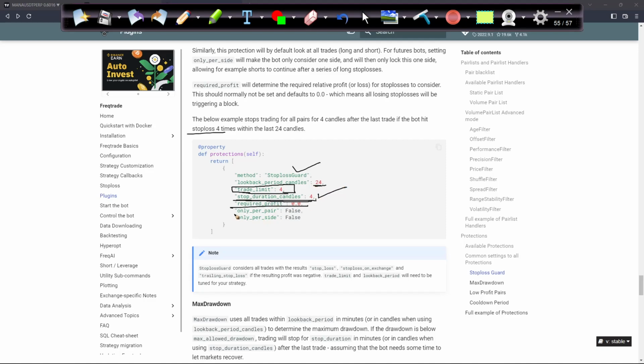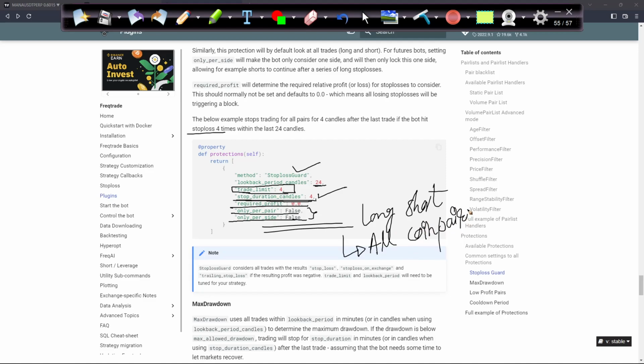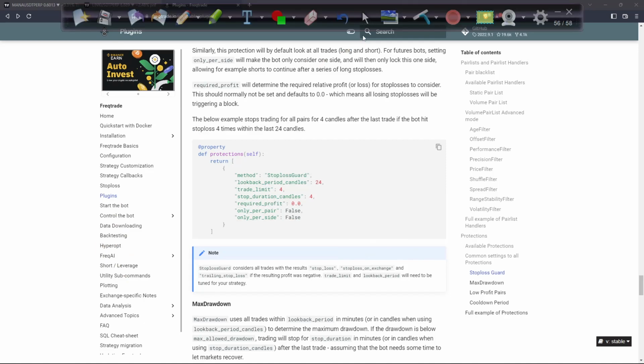Then we have only per pair set to false and only per side set to false, because we want to do it for all longs and shorts, and we want to do it for all pairs. All coin pairs. So it is very important, and we can also tweak these parameters by hyper optimization, hyperopt here. All right, so let's move on and see.